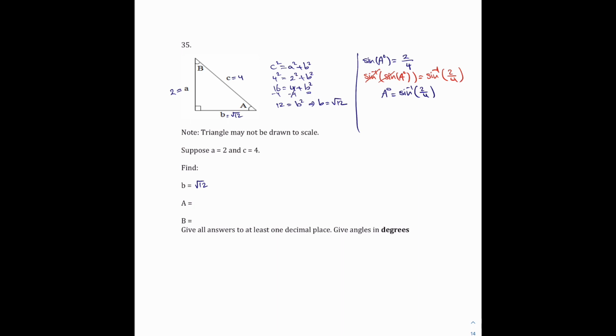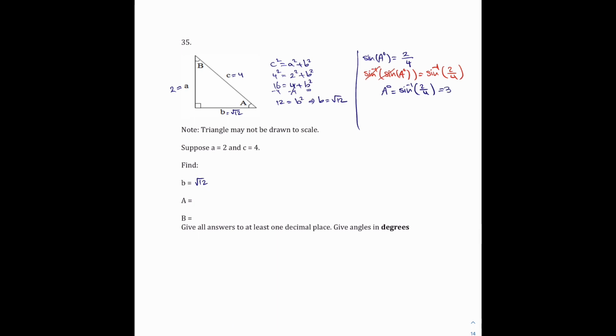And then we make sure we are in degree mode, and then we do second sine, and then 2 over 4, which is 30 degrees. So that is 30 degrees. A is 30 degrees. Since A is 30 degrees, we can compute B as 60 degrees because they have to add up to 90 degrees. So 30 degrees and 60 degrees.